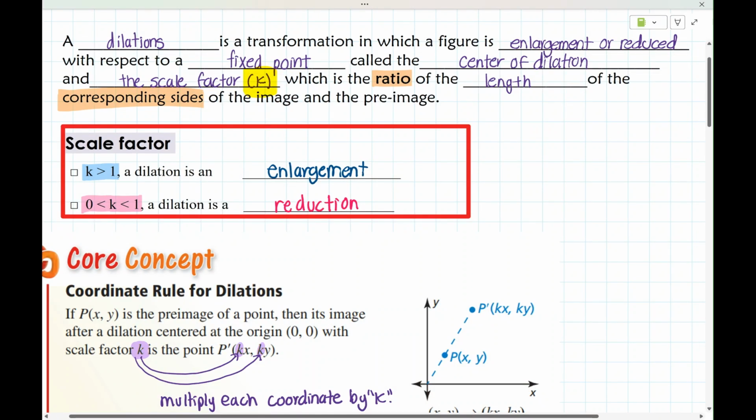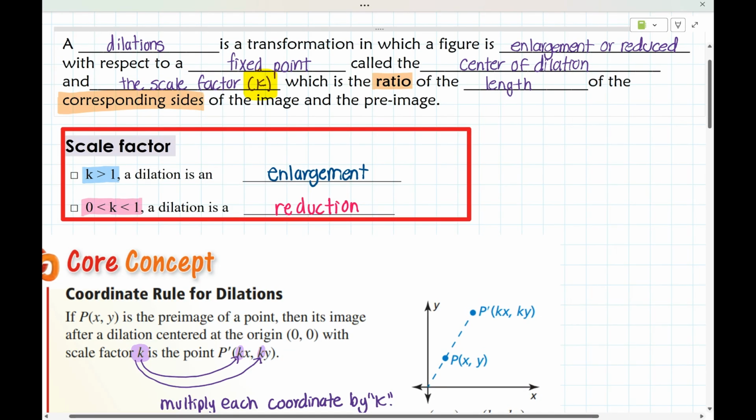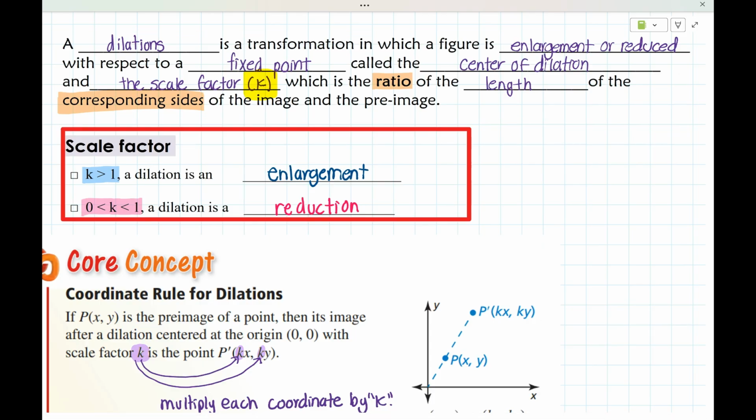Dilations is another type of transformation that we're going to cover. Dilation is when you enlarge or reduce your image or your shape, whatever you're working with. We always dilate from a fixed point, and we're going to call that the center of dilation.